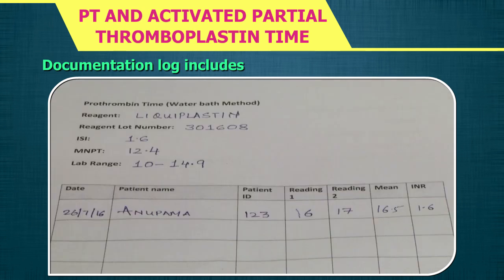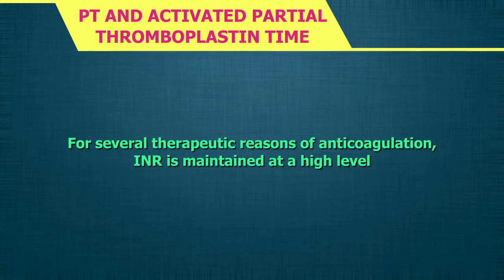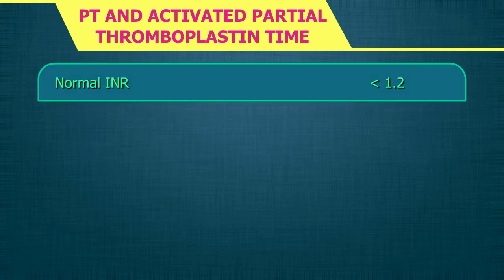11. If the result is more than 30 seconds and INR is more than 2, inform it, as this could be a critical value. For several therapeutic reasons of anticoagulation, INR is maintained at a high level. For example, normal INR is less than 1.2.